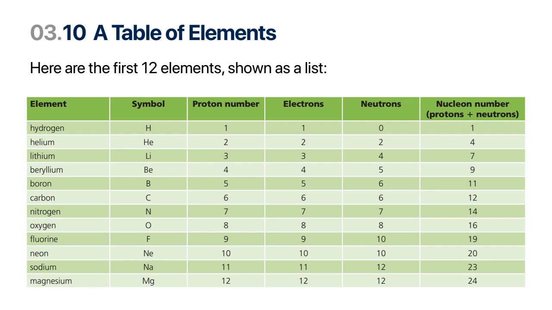Here are the first 12 elements of the periodic table, and by first 12 I mean the increasing number of proton number, right? You have the smallest atom possible with only one proton, no neutrons and electrons to match. Okay. The one after that is helium with two protons and two electrons and two neutrons.